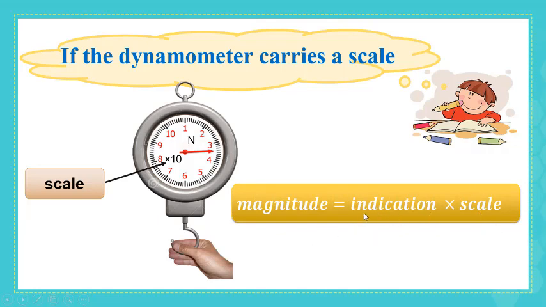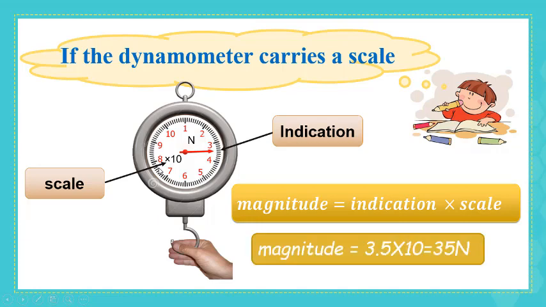What is the indication? It's the value shown on the dynamometer after applying a force on it. In this example, the magnitude is equal to the indication, which is 3.5 Newton, multiplied by 10, the scale, will be equal to 35 Newton.